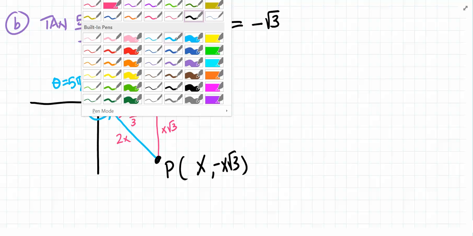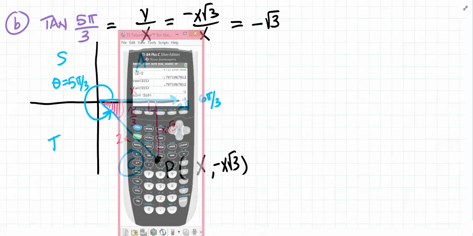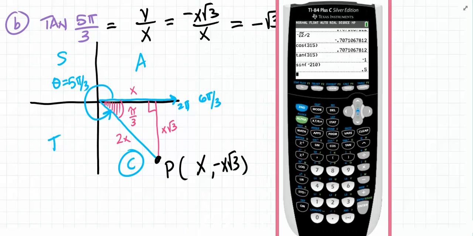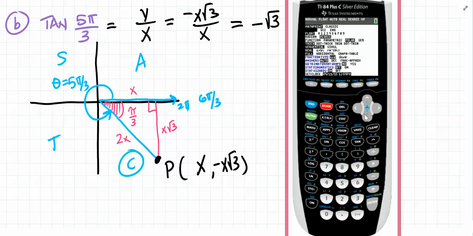That makes sense because let's think about it. All students take calculus. The only one that's positive should be cosine. So I'm getting a value of negative radical 3. And my calculator will help me verify that. But I should be in what mode, you guys? Radian, because I'm taking a radian. Awesome. You guys are totally on board with this.